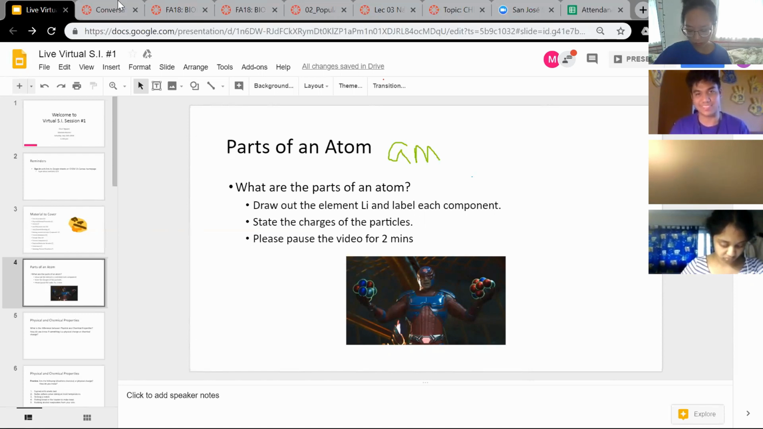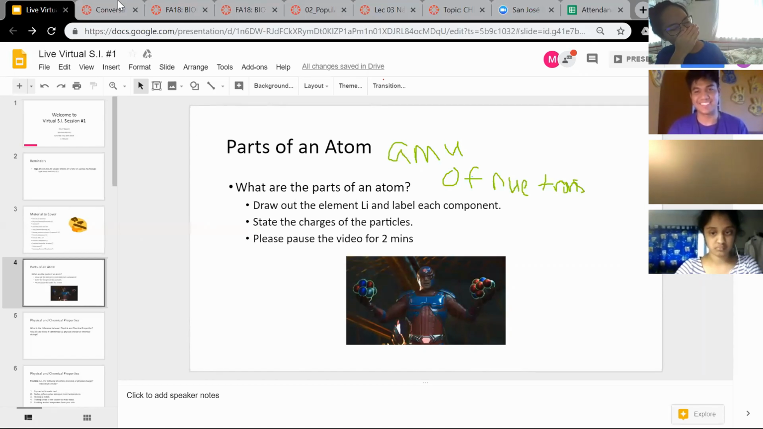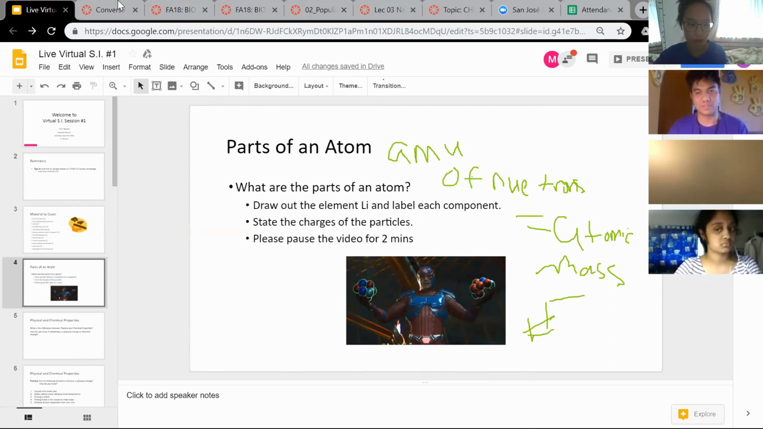So the number of neutrons is equal to the atomic mass of the atom minus the number of protons.